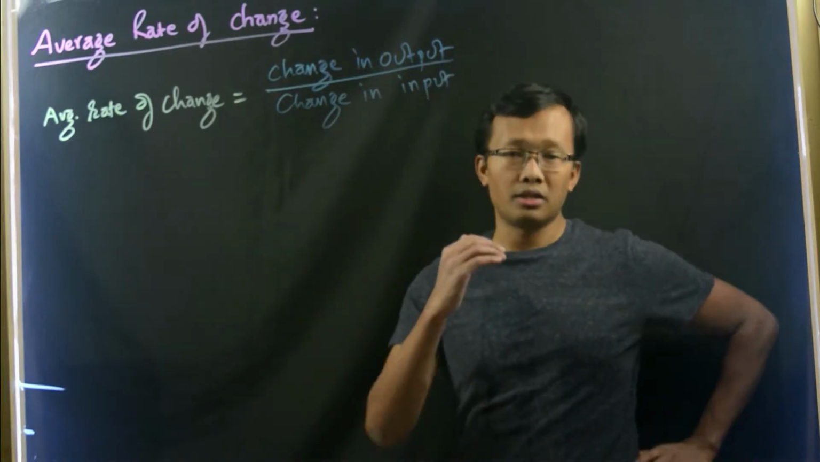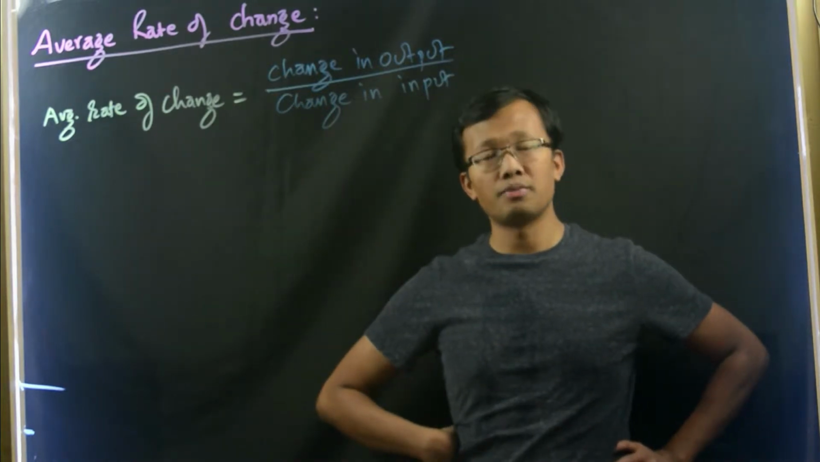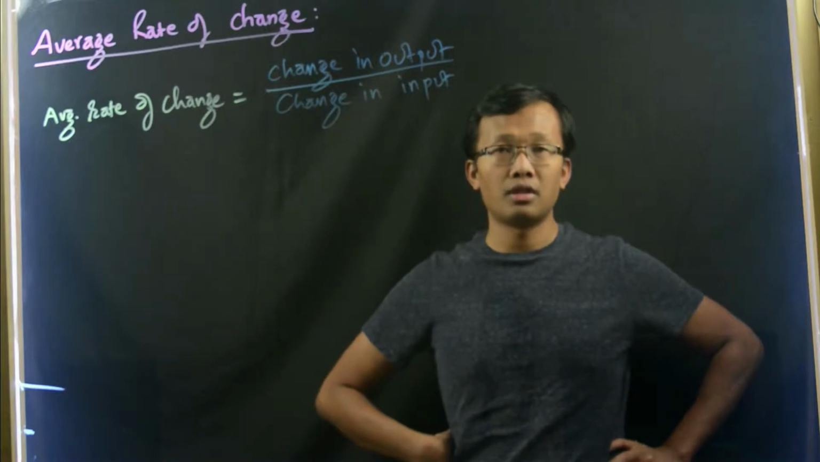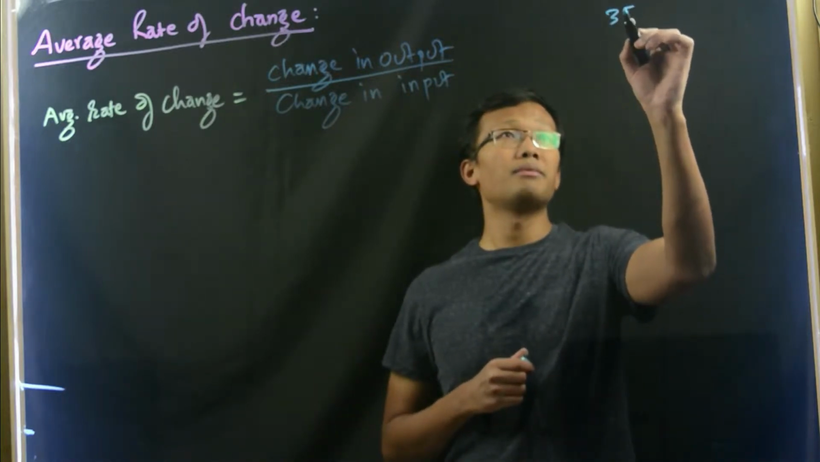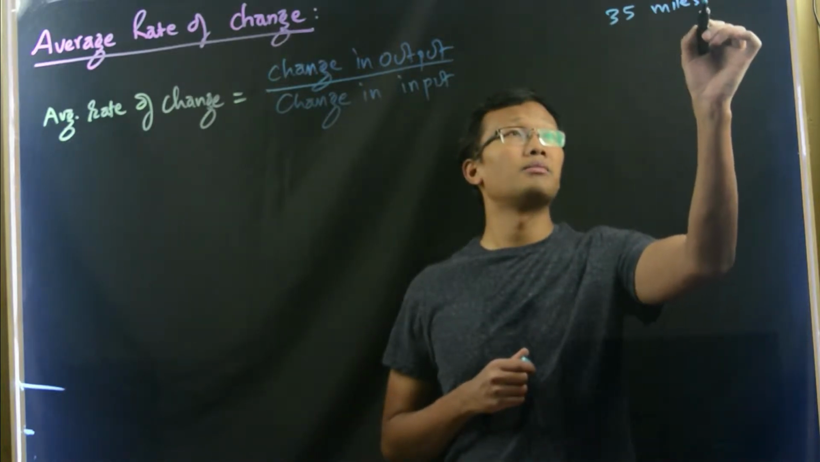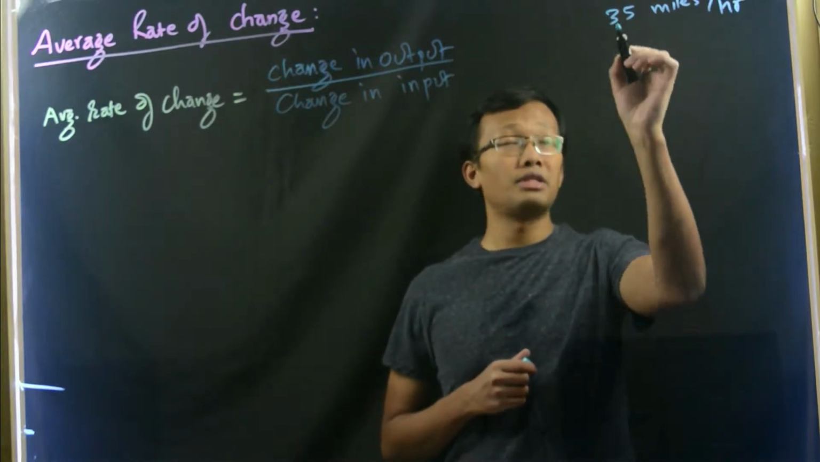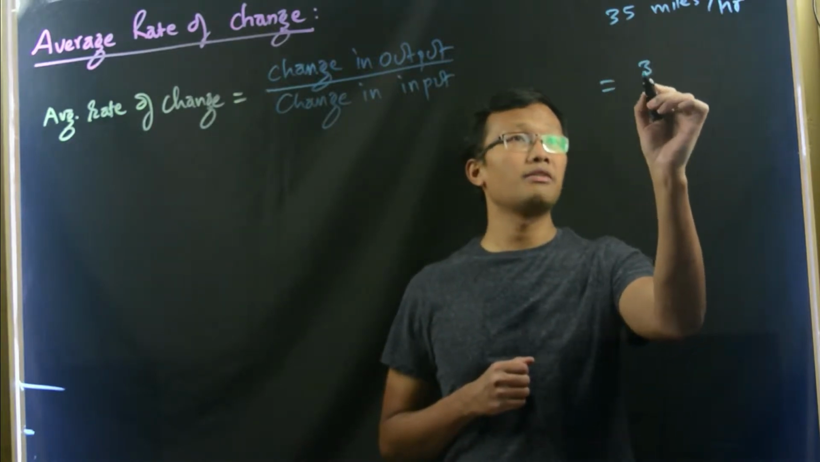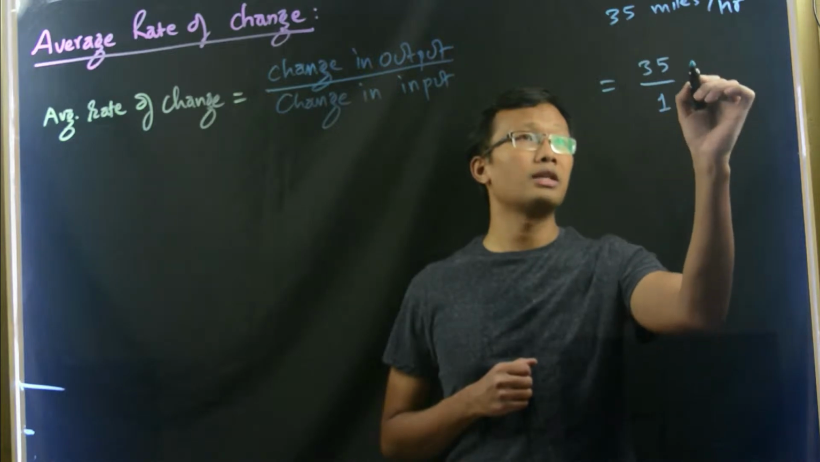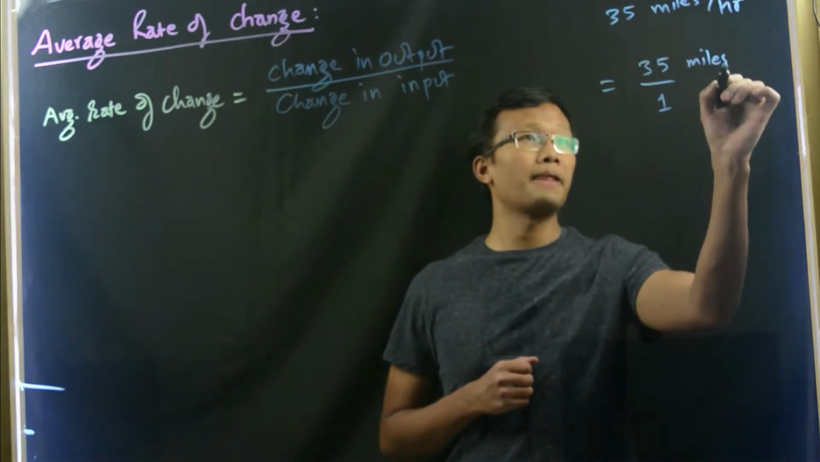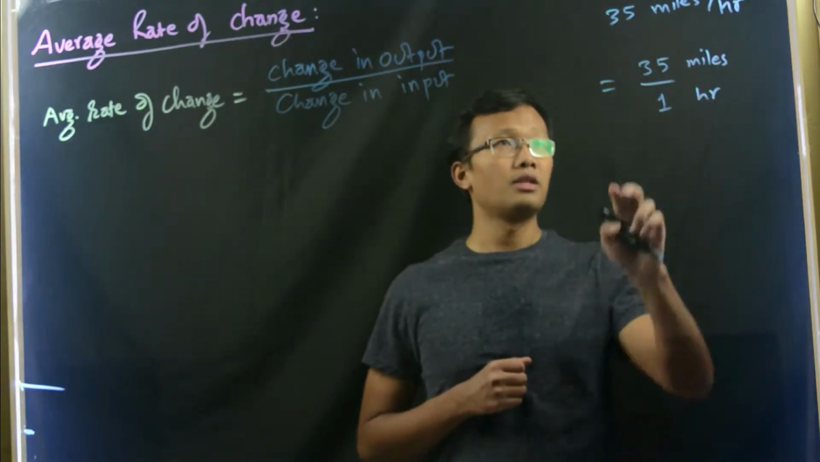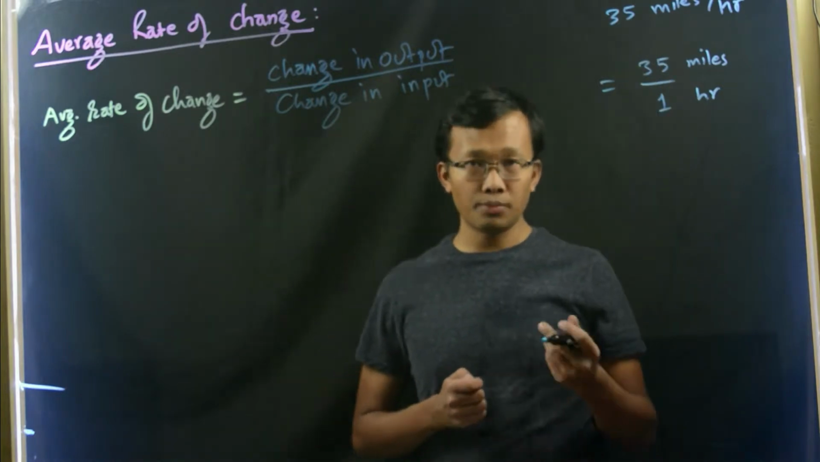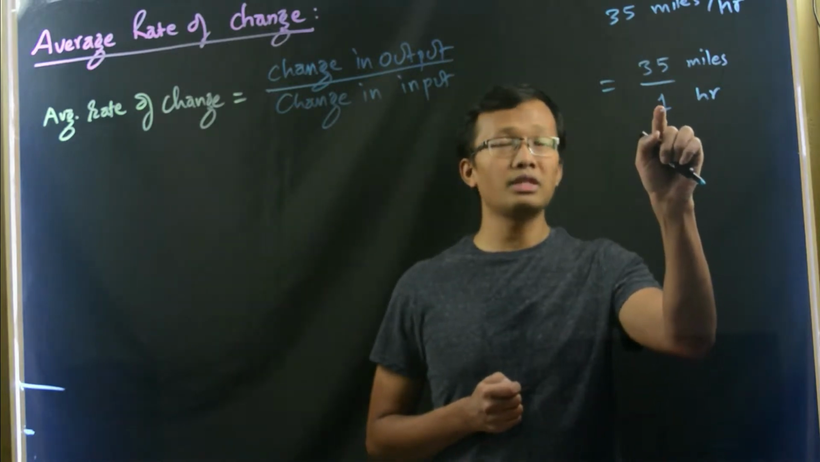Let's suppose you drive a car and your speed is 35 miles per hour. So what does that mean? 35 miles per hour can be written as 35 divided by 1. Okay, 35 is miles and 1 is hour. So this is the difference in the output and this is the difference in the input.